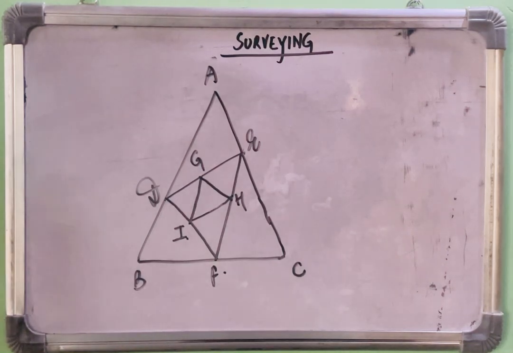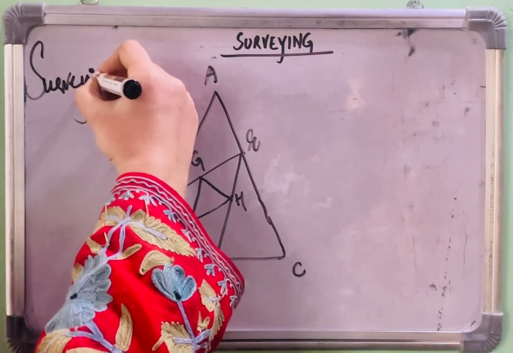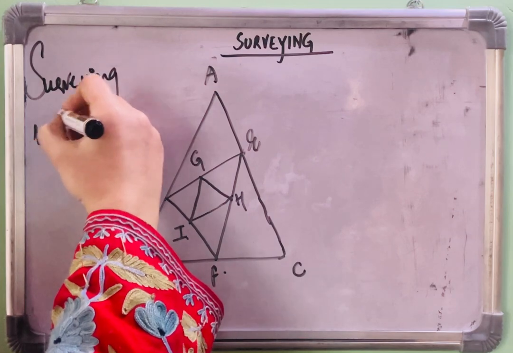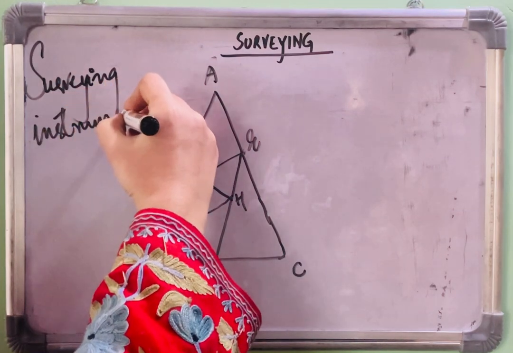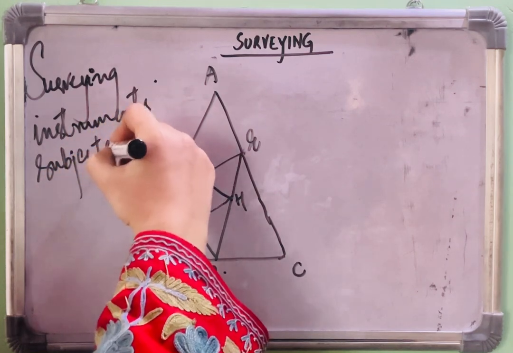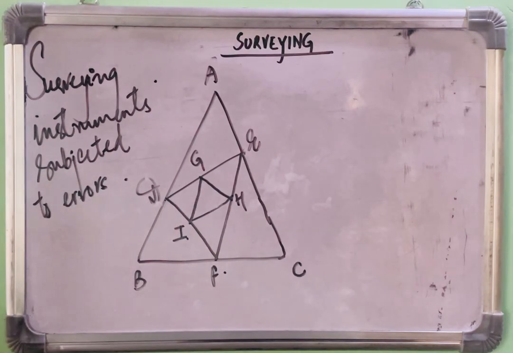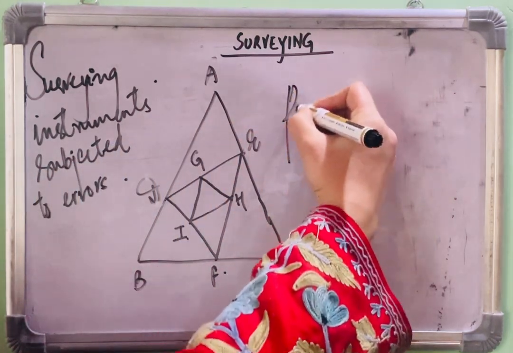Why? Because all the surveying instruments are subjected to some errors and there is always some error in plotting and extension of lines, right?